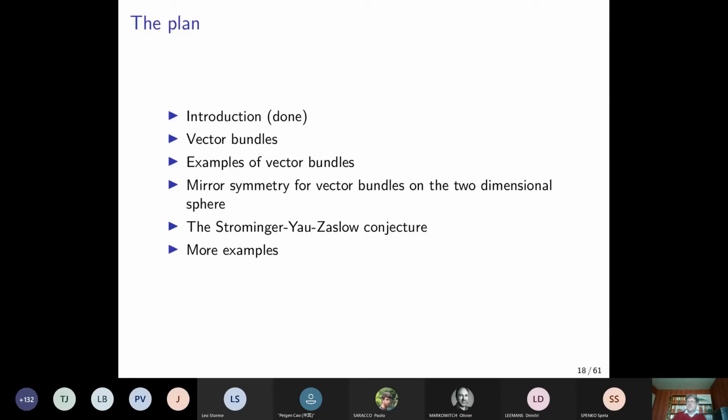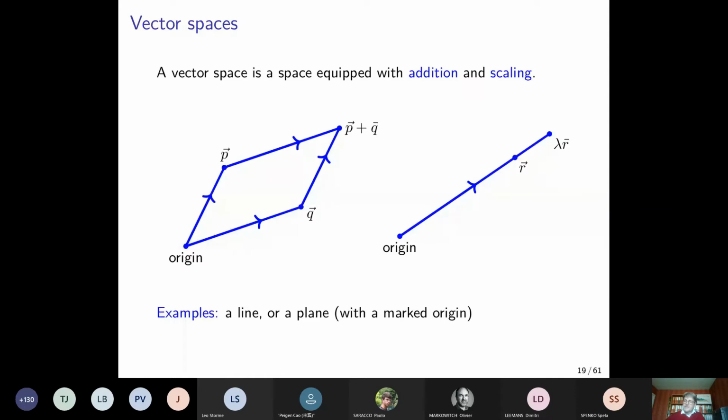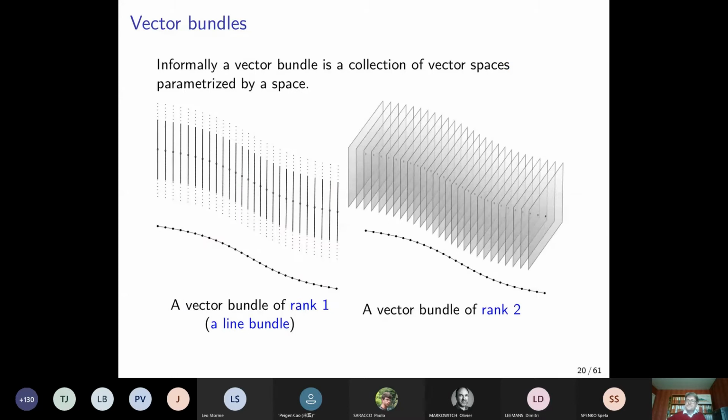Now, since this talk is supposed to be accessible for non-specialists, I will first explain a bit what vector bundles are and give some examples in simple cases. Well, I know that most people in the audience know what a vector space is. In any case, the precise definition is not so important. Let's just say that's a kind of space in which you can add points and scale them. Now, informally, a vector bundle is a collection of vector spaces parametrized by a space.